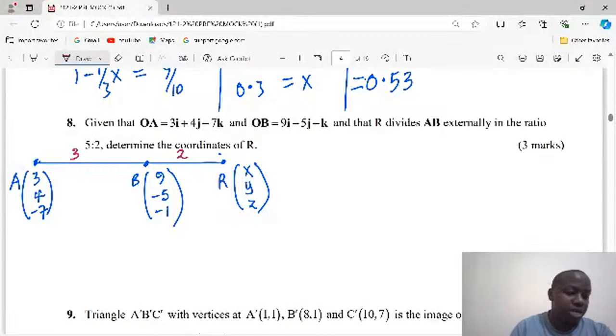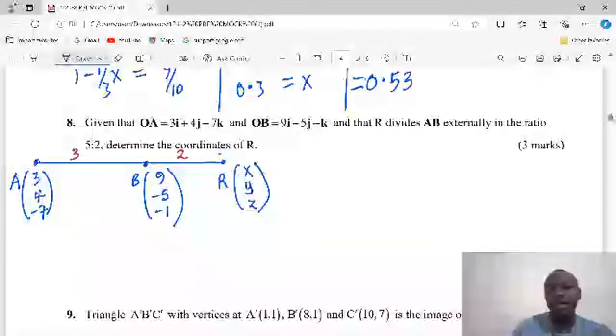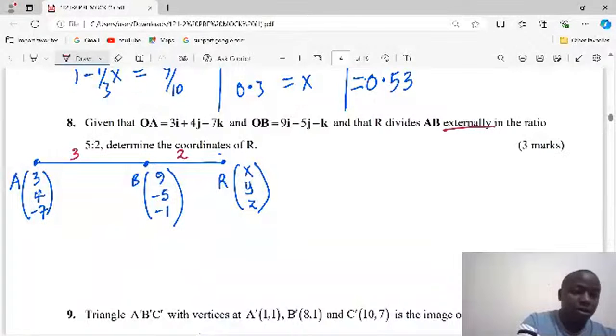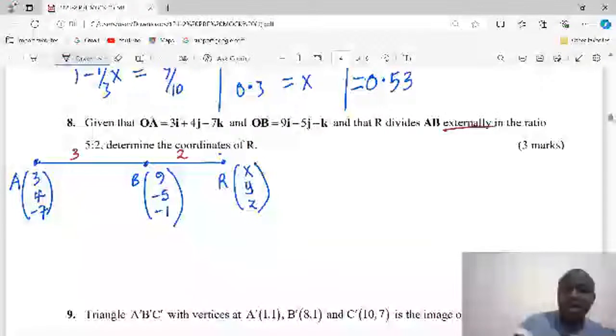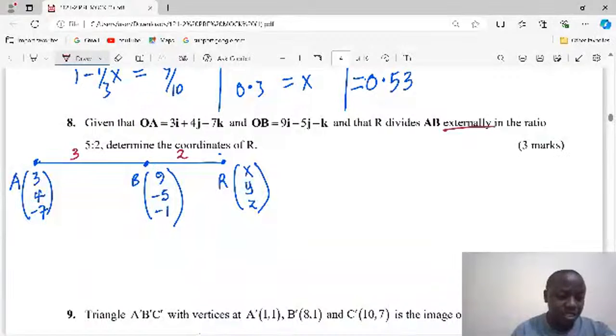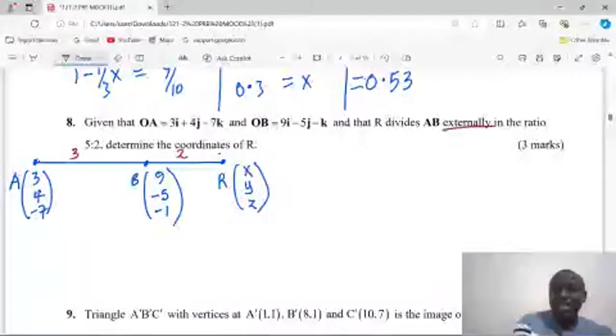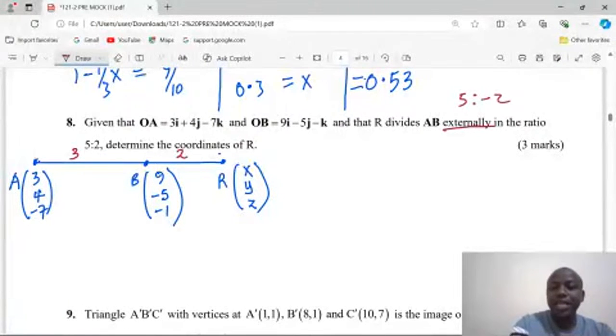Actually, if we take point B now to be dividing AR internally, it will do so at a ratio of 3:2. In simpler terms, when the word externally has been mentioned, we are given the ratio without negatives. That is 5:2. But in case we had not seen the word externally, and the examiner intends to evaluate the same concept, then he or she would have said that R divides AB in the ratio 5:2. In the ratio 5:2 means ratio 5 is to negative 2.